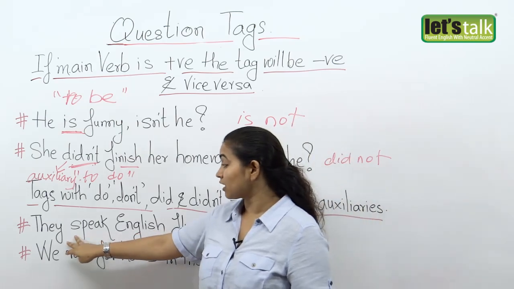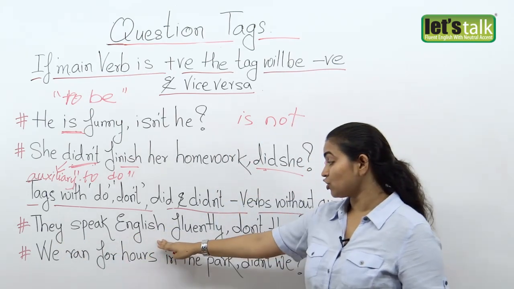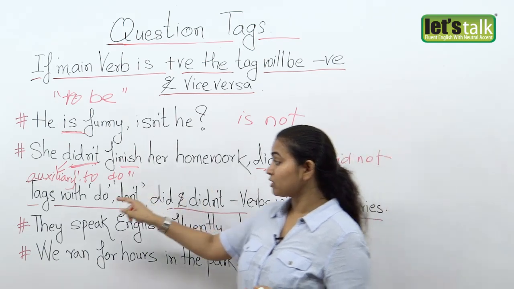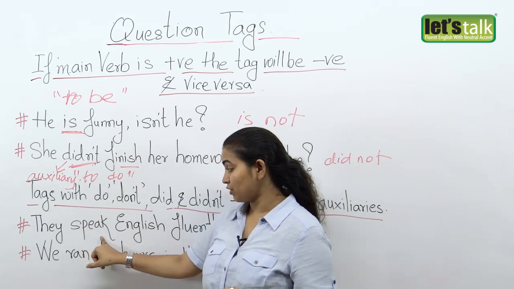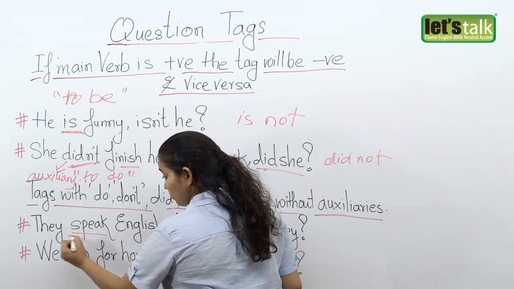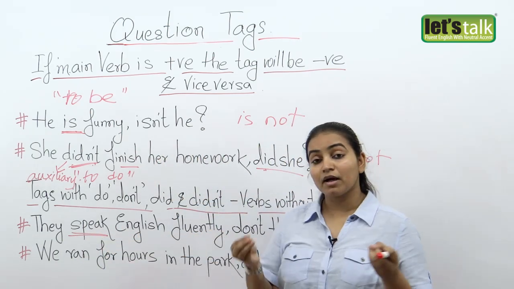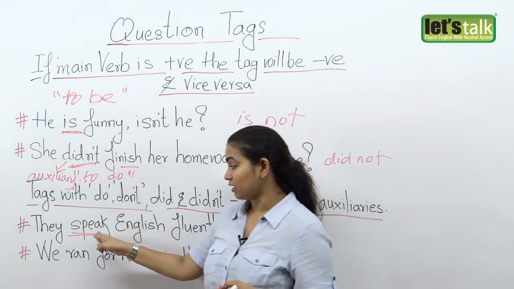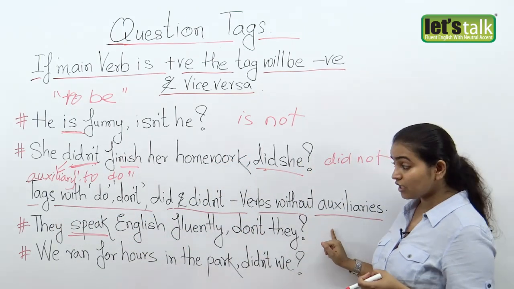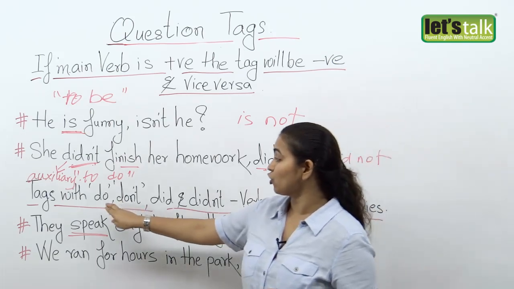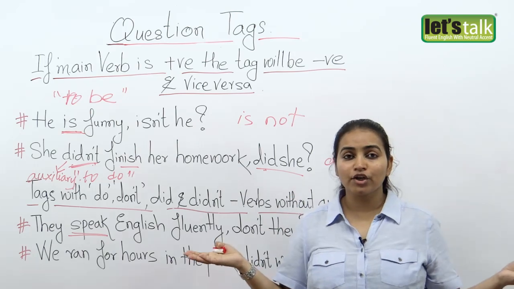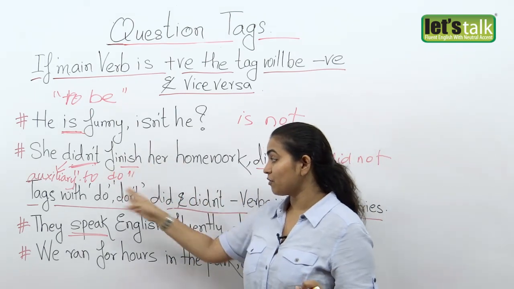And we have a sentence like, "they speak English fluently." Now, my rule says that when I don't have an auxiliary, which I don't in this sentence because I have only one verb, I don't have a supporting verb, and my main verb is "speak." So when I have a sentence without an auxiliary, that is when I use either "do," "don't," "did," or "didn't." Now, how do I know which ones to use from these?